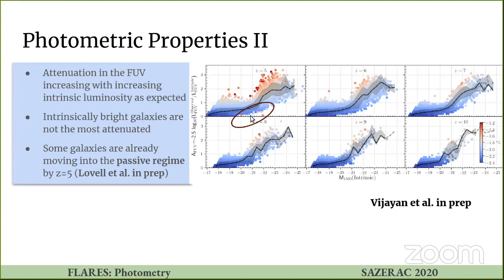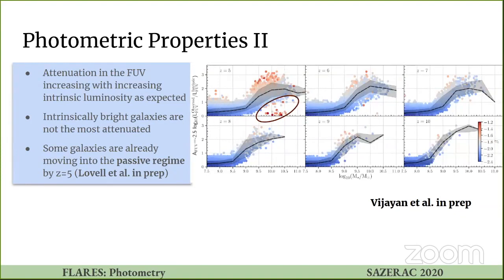We also see that some of the galaxies have already moved on to the passive regime by z equal to 5. This might be much clearer if you plot it as a function of stellar mass, where you see more of these galaxies popping up. This is something we are studying at the moment.